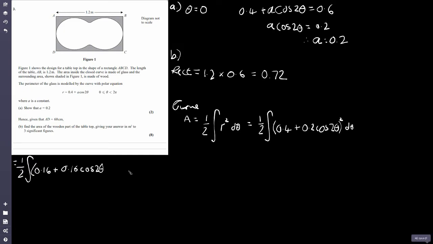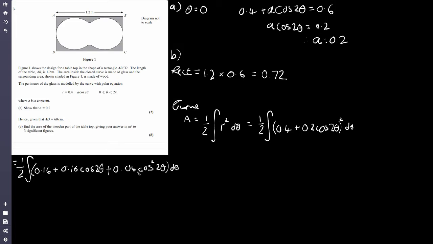I'm going to get 0, and then finally 0.04 cos squared 2 theta plus 0.04 cos squared 2 theta, and this is with respect to theta. Okay, so in this bracket that we're going to be integrating, everything's fine except this cos squared 2 theta. This is a bit of a problem, right? This isn't straightforward to integrate. So how can I deal with this cos squared 2 theta?